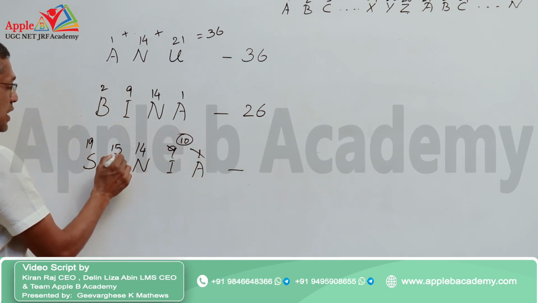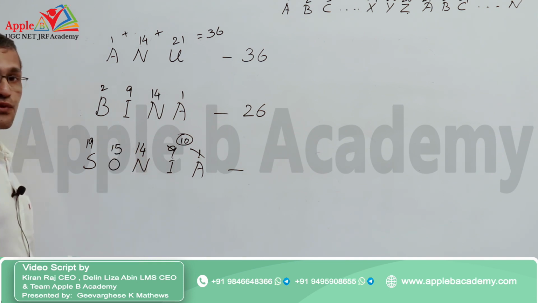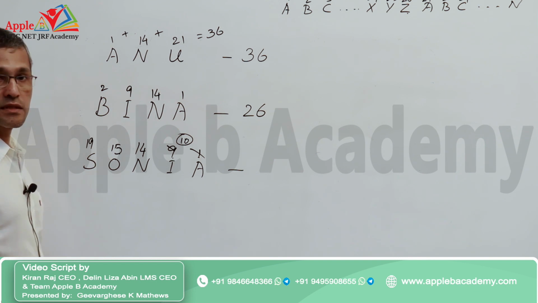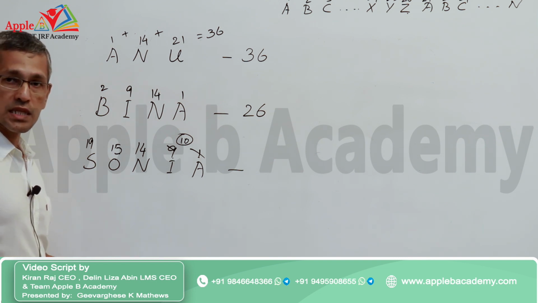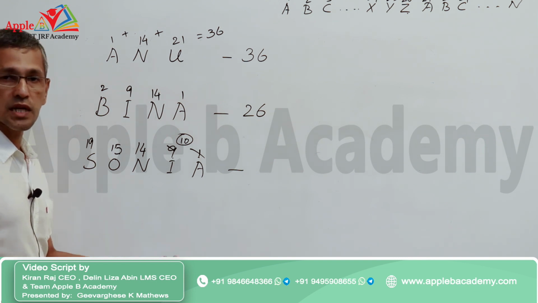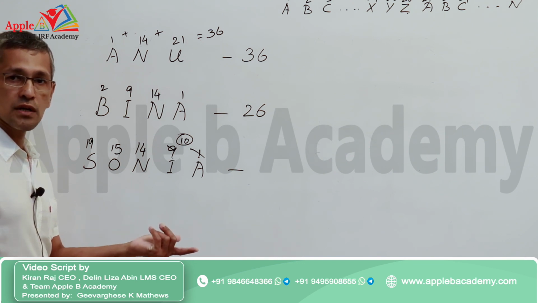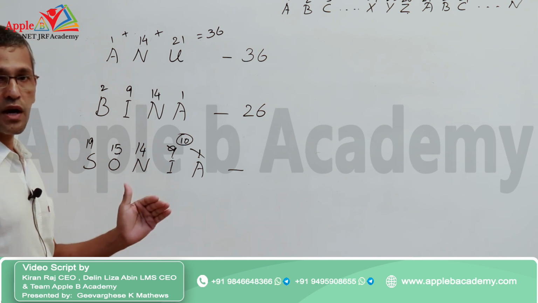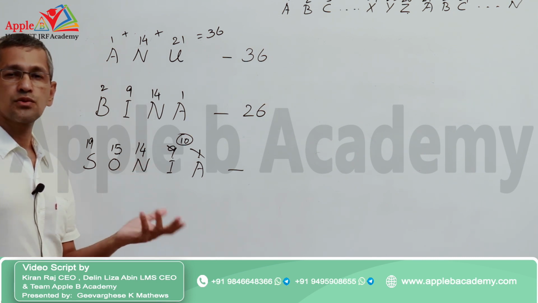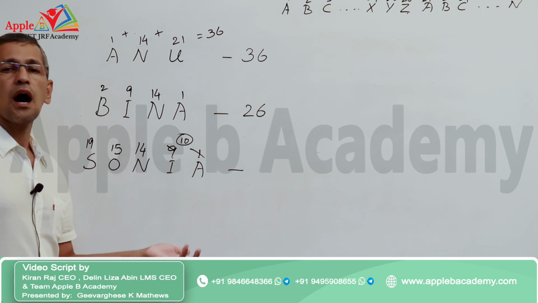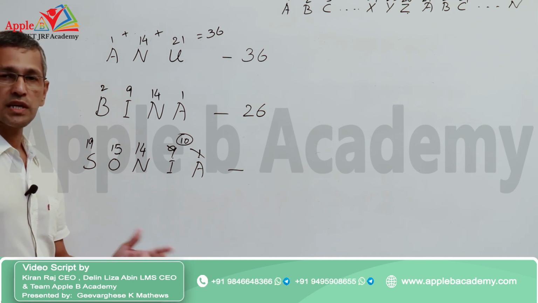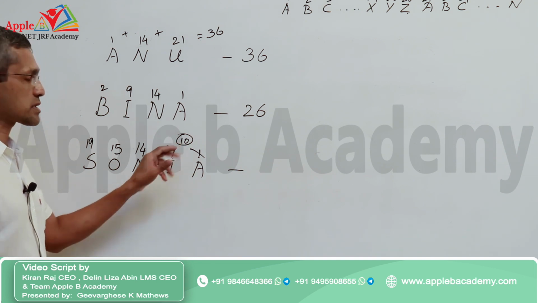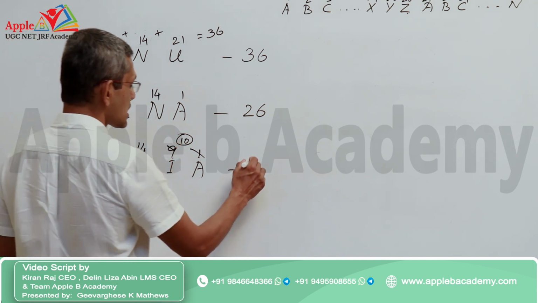So now 15 plus 14. 15 plus 14 is what? 29. We have 29 plus 19. So 29 plus 19, the best way to add is the rounding method. I make 29 into 30, taking it from 19. Then instead of 19, we'll add 18. So 30 plus 18, 48. 48 plus 10, 58. So the code for Sonia is 58.